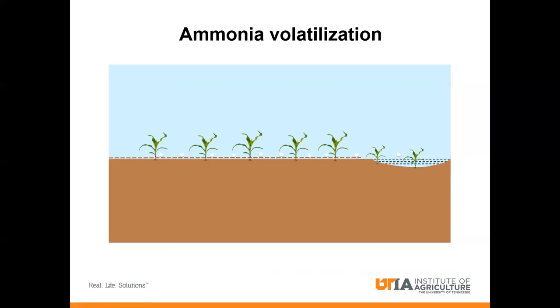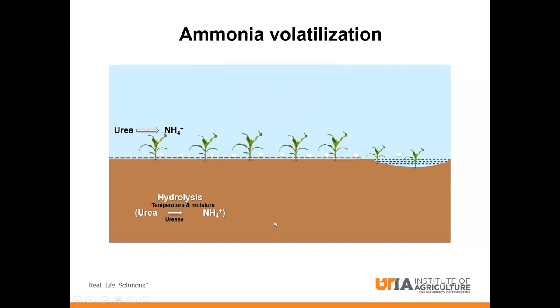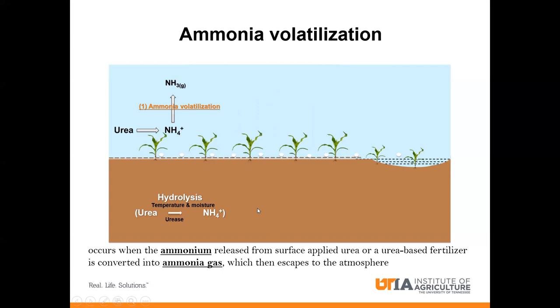when a grower applies that surface, the urea-based fertilizer on the soil surface, it's converted to ammonium. If there's rainfall, that ammonium is incorporated into the soil, so that nitrogen becomes fairly stable. There's no losses occurring, or very minimal losses occurring. However, we know that rainfall is uncertain. If there's no rainfall and that ammonium is sitting on the soil surface, it gets converted to ammonia. So in a nutshell, ammonia volatilization occurs when the ammonium that is released from the surface applied urea-based fertilizer is converted into ammonia gas.